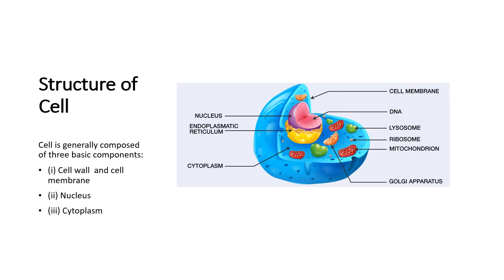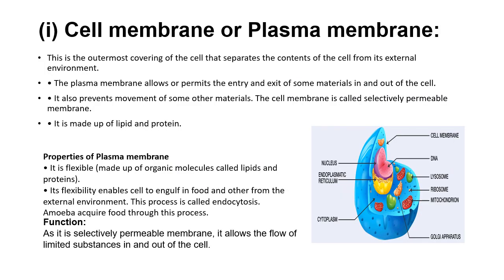If we study a cell under a microscope, we would come across three features in almost every cell: plasma membrane, nucleus and cytoplasm. All the activities inside the cell and interaction of the cell with its environment are possible due to these features. Let us see how. Now let us see about cell membrane or plasma membrane. See, this is a cell membrane. The outermost covering of the cell that separates the contents of the cell from its external environment. So this is the outermost layer of the cell.